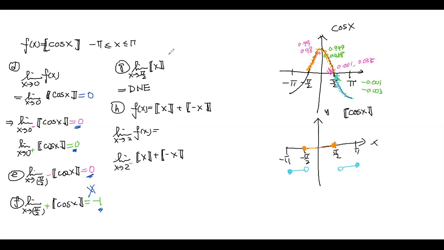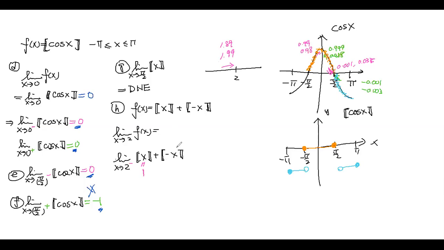When x approaches 2 from the left-hand side, here is 2, from the left-hand side, that means it's in here, so you're getting closer to 2. So you will have 1.99, 1.89, some value like that. So what is the greatest integer less than those numbers? It will be 1, right?